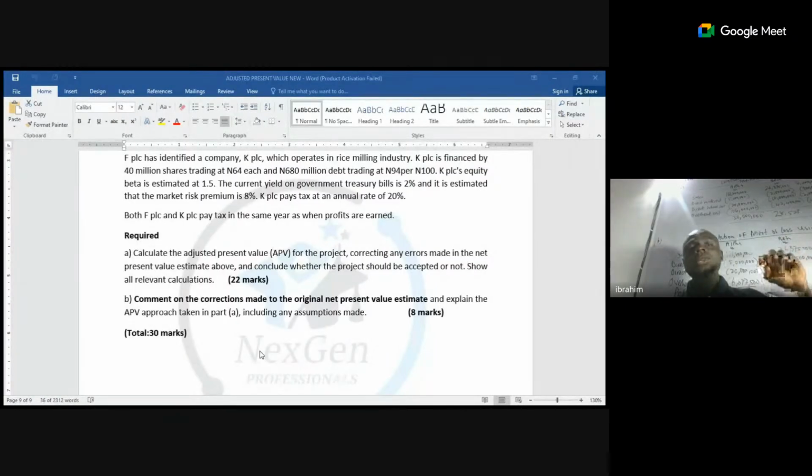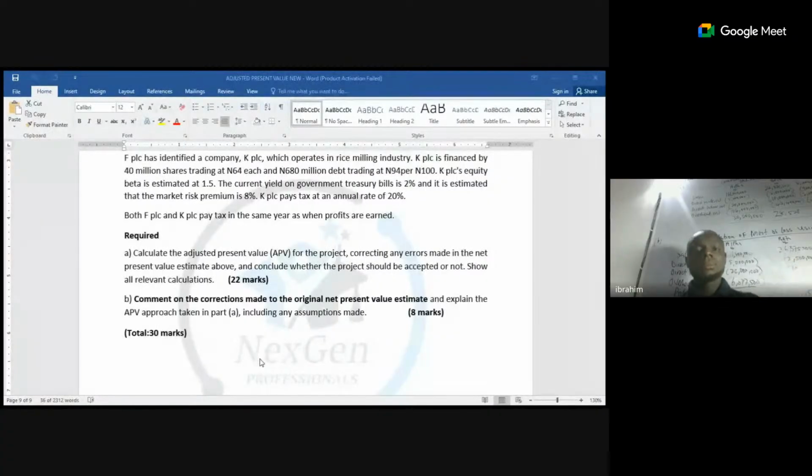Now, you ask yourself another question: the first thing you need to do is to identify the cost of equity of the ungeared company. Then you look for the relevant cash flow. When you are done with that, as you are reading, you are looking for the PV of financing effect, how they want to finance the project.